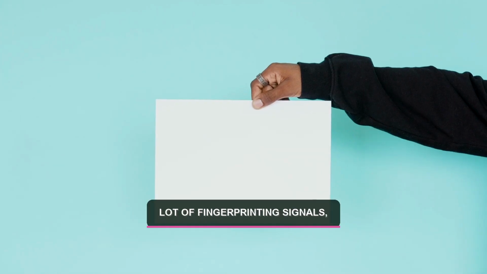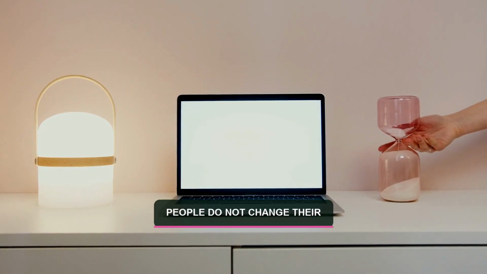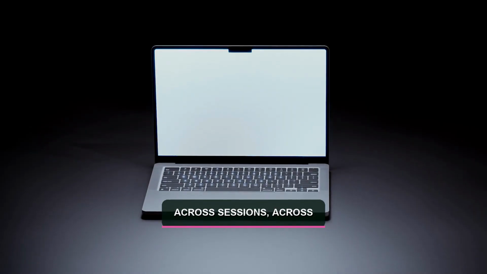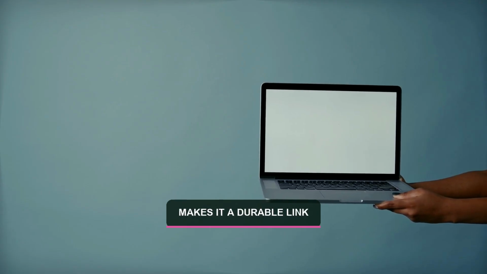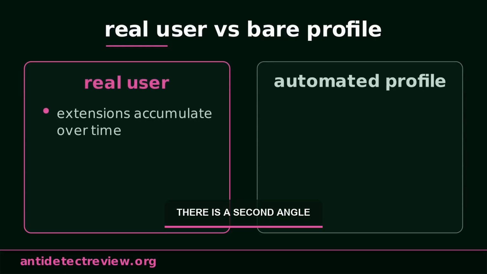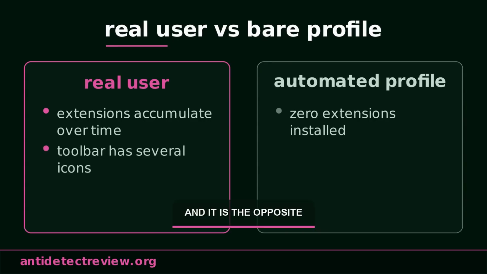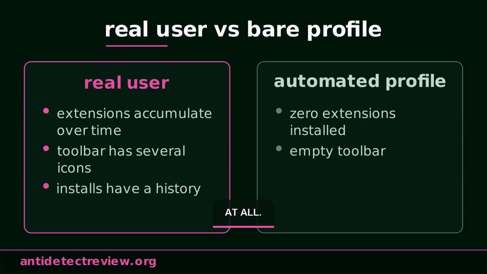And unlike a lot of fingerprinting signals, this one is remarkably stable. People do not change their extensions often. The set persists across sessions, across profile clears, across IP changes, which makes it a durable link rather than a momentary observation. There is a second angle that matters more for anyone running multiple profiles, and it is the opposite problem, the empty profile. A fresh automated browser profile typically carries no extensions at all.